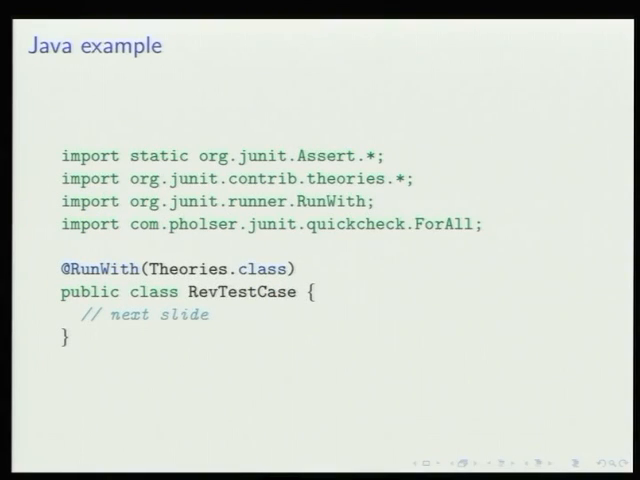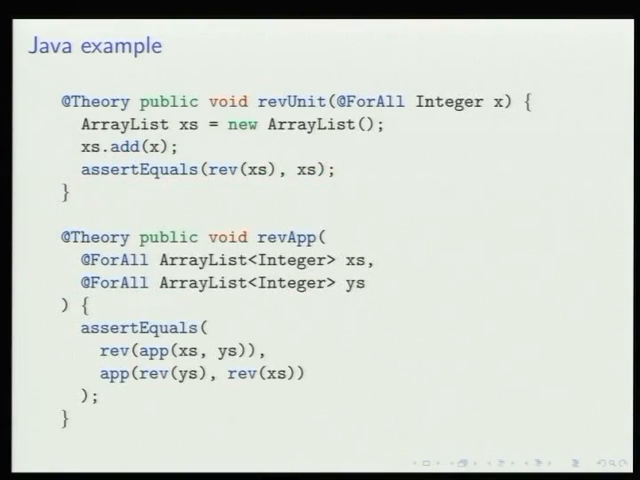There's a bunch of imports, and you have to run with the JUnit Theories class, and then you state your properties. A fair bit more verbose than in other languages, but that's Java for you. So for revUnit, we have the forAll annotation for the argument, which is an integer x. This tells the framework to use the JUnit QuickCheck generator to supply the values for these theories. Then in the body of that function, we create a new array list with a single element, call reverse on that, and assert that that is equal to the input.